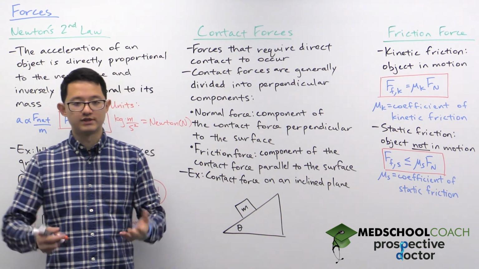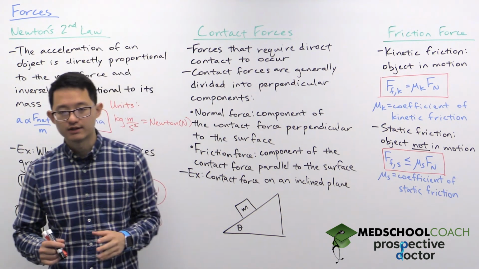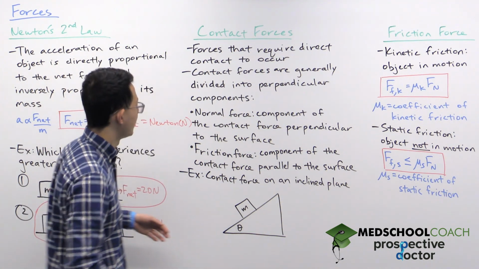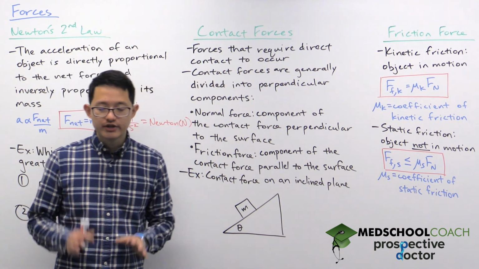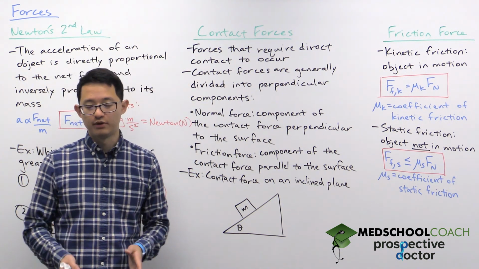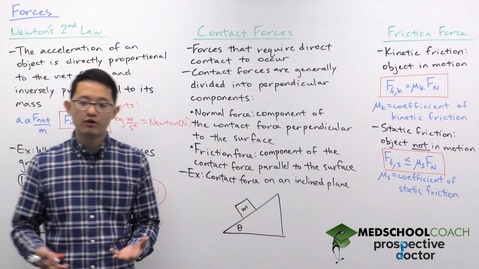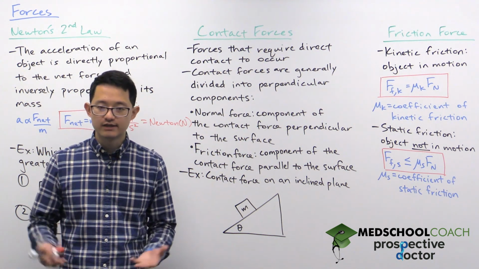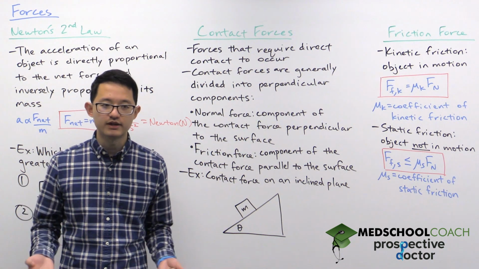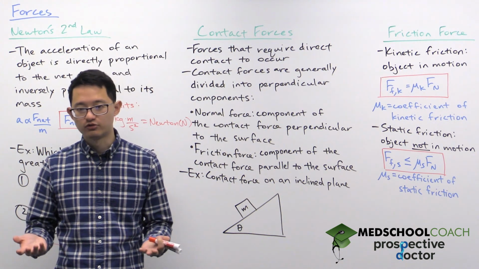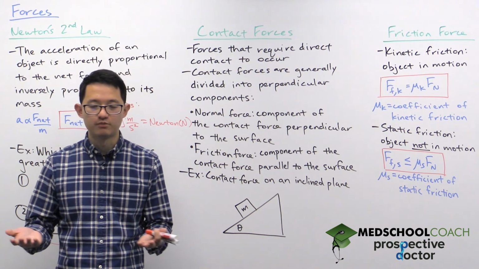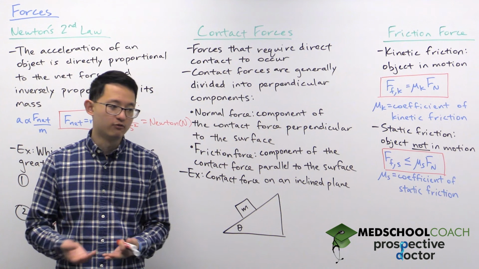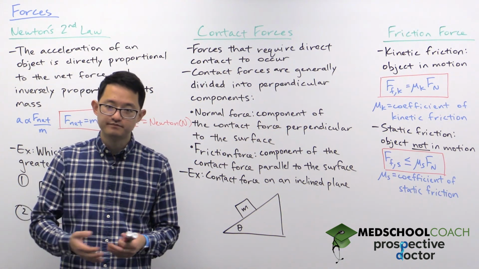This certainly involves forces like a push. If you push a box, you cannot apply your force unless you're in direct contact with the box. Now, contact forces are generally divided into perpendicular components, and we've talked about this. We often want to divide forces in different directions in our free body diagrams so that we can isolate the motion in different directions. We can just consider the net force in the horizontal direction to know how fast our object is going to move left or right. We can also look at the net force in the vertical direction to know the acceleration up and down.